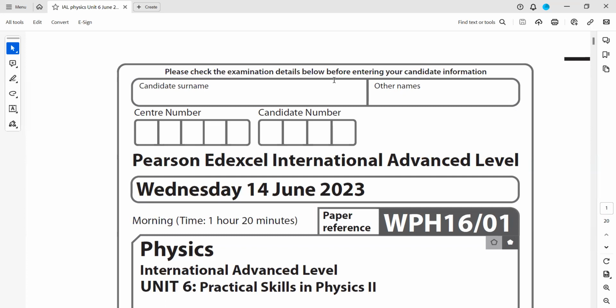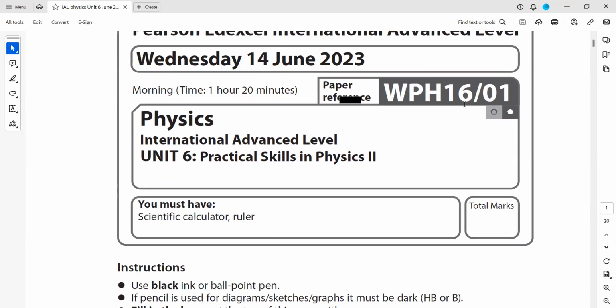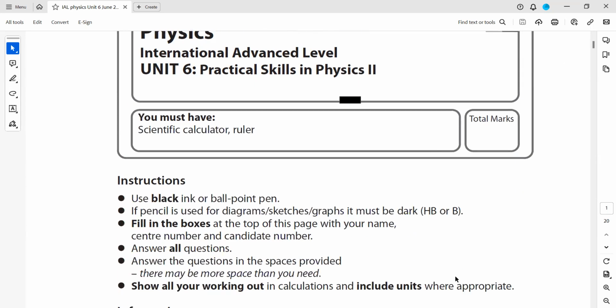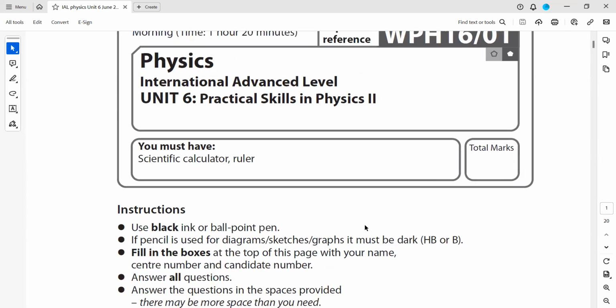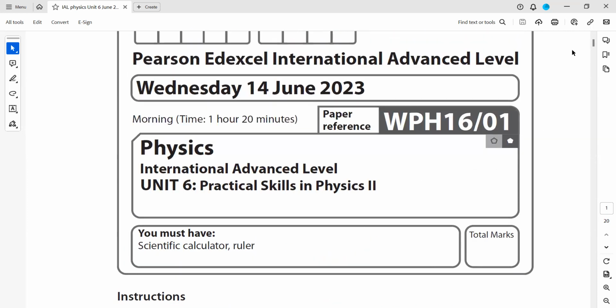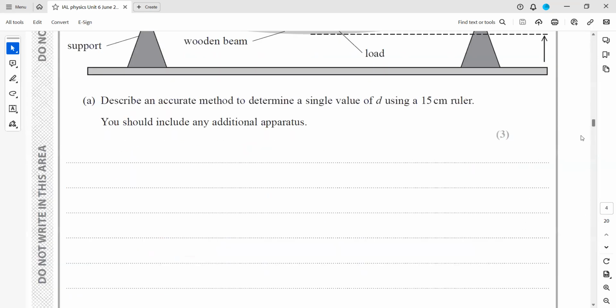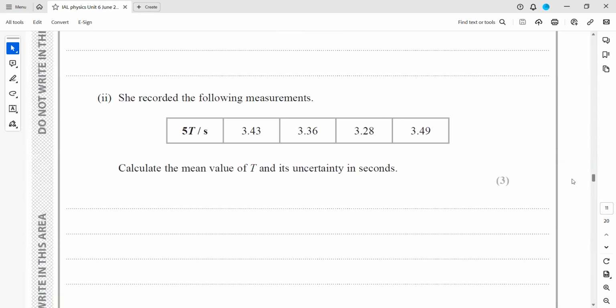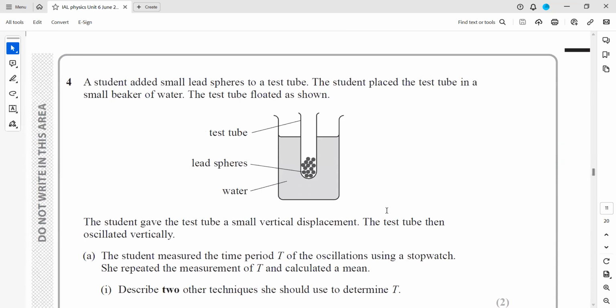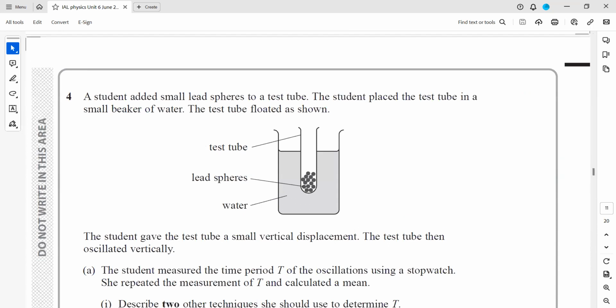The first part we'll discuss Unit 6 from June 2023. We did the first three questions from this. So today we'll do question 4.